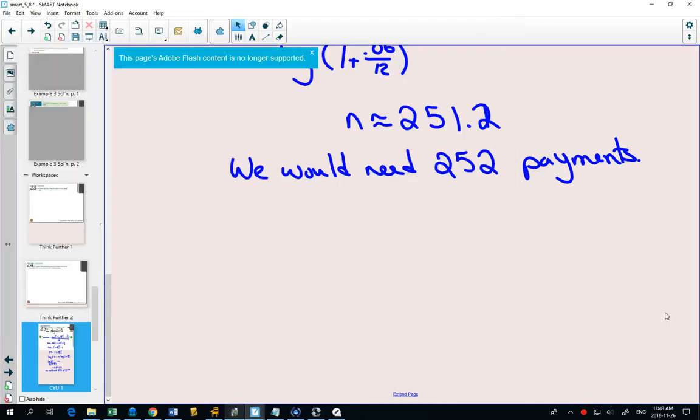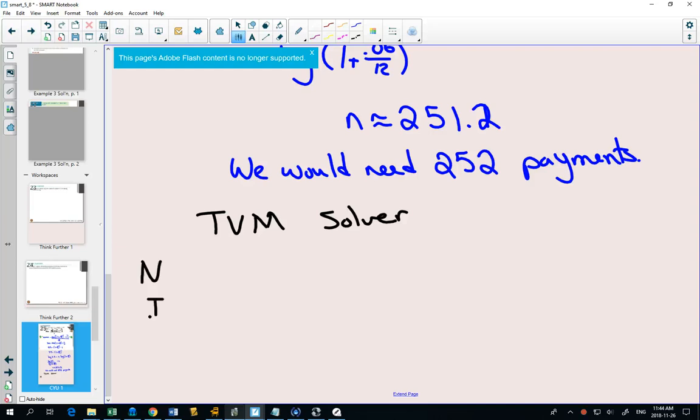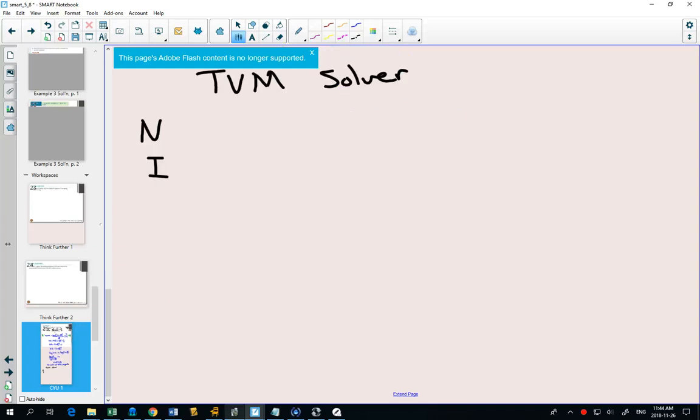At the top of your page, I want you to write TVM Solver and write out the following. First of all, you can find TVM Solver by turning on your calculator, pushing apps, clicking enter on finance, and then enter again, the very first one. And the following screen comes up with an N, an I. I'll show you again, don't worry. PV, PMT, FV, C, P/Y, C/Y.